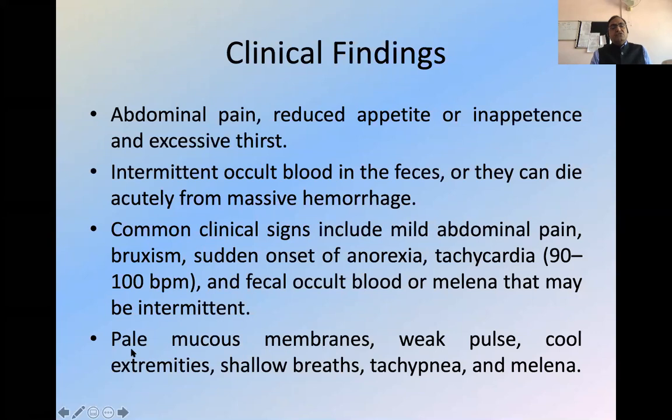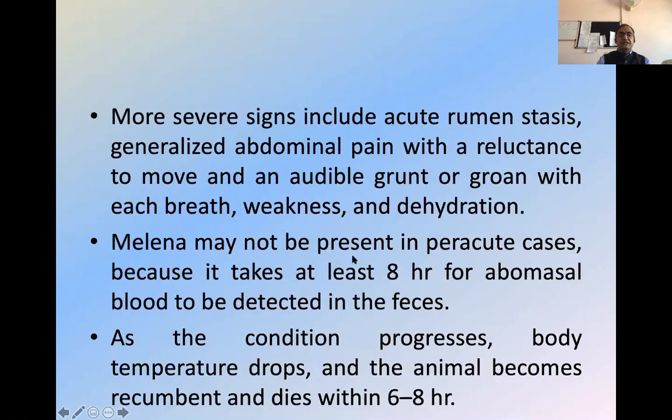In abomasitis also, pale mucous membranes are there because the animal starts losing blood and anemia may develop, and therefore when you examine the mucous membrane it will appear whitish in color. A weak pulse is there, extremities become cool, and tachypnea and melena are the other clinical signs. In more severe cases, there is acute rumen stasis, and if the condition is worse, movement stops. Generalized abdominal pain occurs, and even the animal shows reluctance to move.